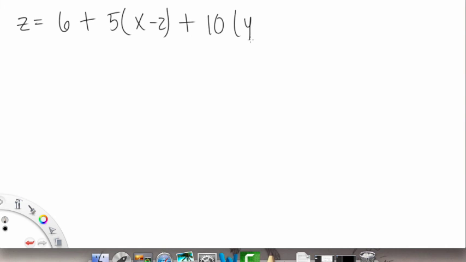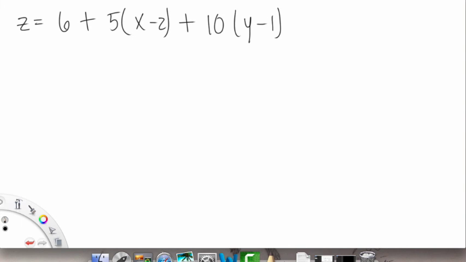So now what we have is that our z, or our L of x, y, is equal to 6 plus, and then for f sub x evaluated at 2, 1, we got a 5. And then we had our x minus 2 sitting there. And then for the f sub y, we got a 10 when we plugged in 2, 1. And then we had y minus 1.